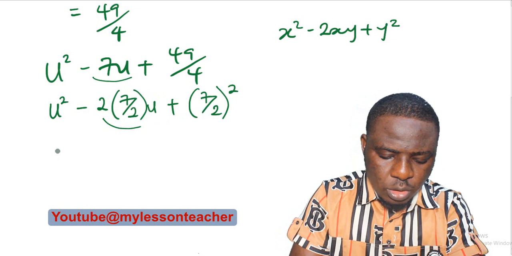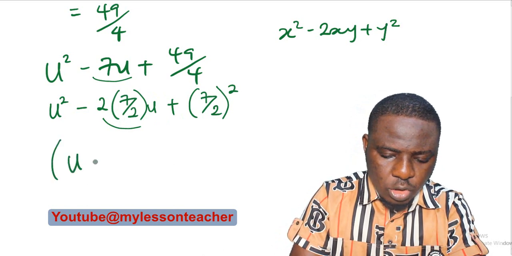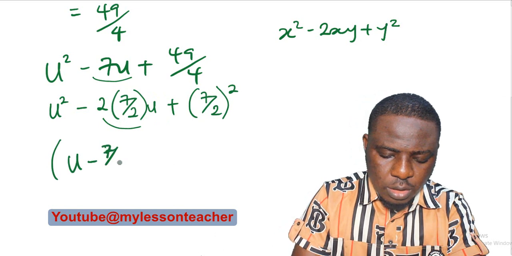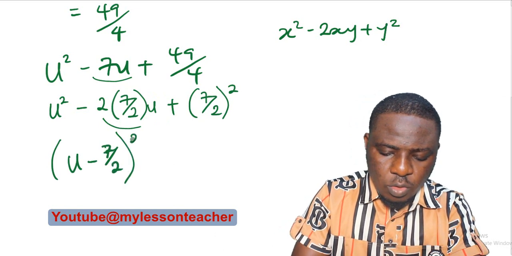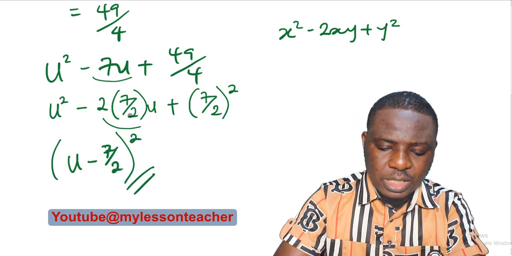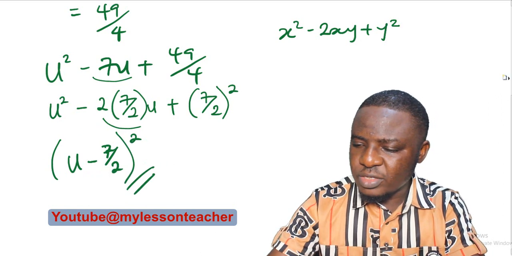That's just the trick behind that. So this becomes bracket u minus 7 over 2 all squared. So this is how this can be factorized, since it is a perfect square.